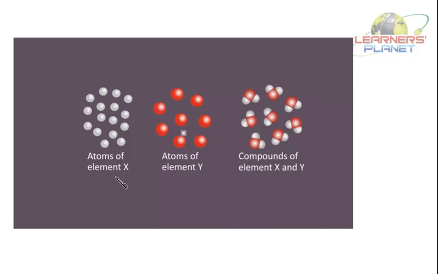In this case, atoms of X have combined with atoms of Y, forming the compound of elements X and Y. Now the total mass of these should be equal to the mass of the compound. That is the law of conservation of mass. Isn't it very simple? The total mass is conserved. Matter can neither be created nor destroyed. Remember this. This is a very, very important law.